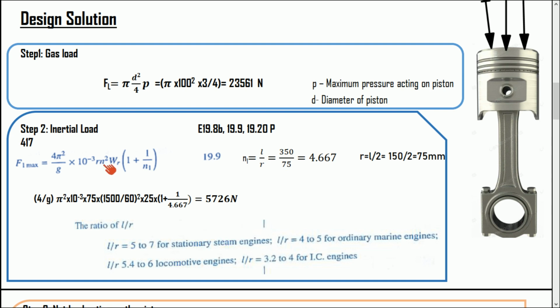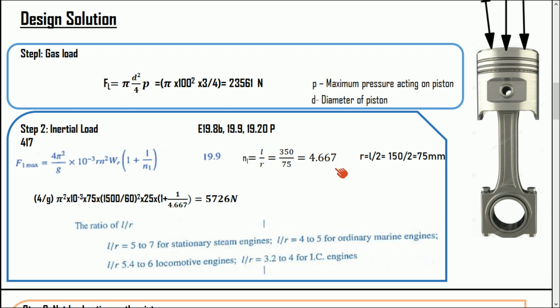Now N is nothing but the speed in RPS. What is given is the speed in RPM, 1500 divided by 60 will give you the value of speed in RPS. Wr is the weight of the reciprocating part, that is given in the question as 25 Newton. And finally the last term n1. n1 is nothing but the ratio of length of the connecting rod to the radius of the crank. In this question they have given the value of L and we have calculated the value of R. So n1 can be directly calculated from this relation L by R, which is equal to 4.667.